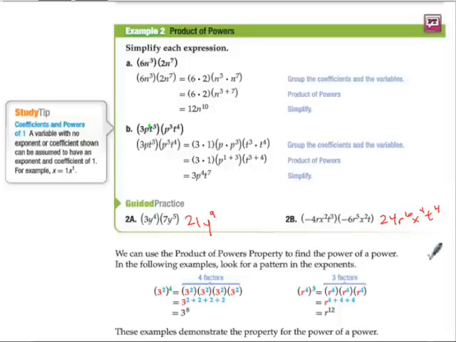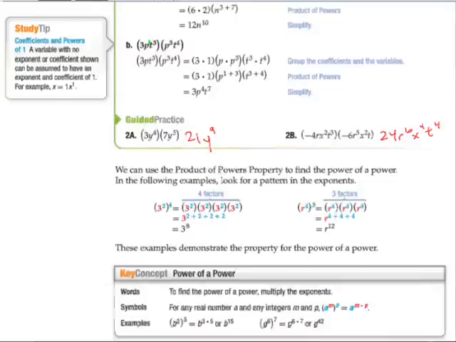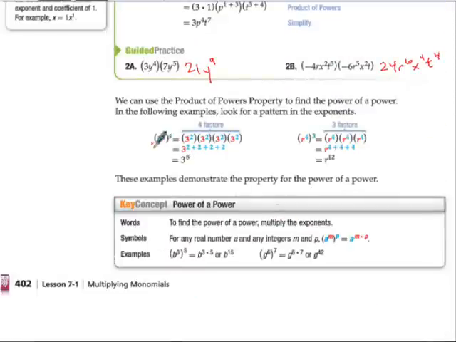Pretty simple. Then we want to talk about powers of powers. We have 3 squared to the 4th. So that's 3 squared times 3 squared times 3 squared times 3 squared. Well, that's just 2 plus 2 plus 2 plus 2, and so we get 8. So what we notice is that this is multiplication. Power to a power means we multiply.